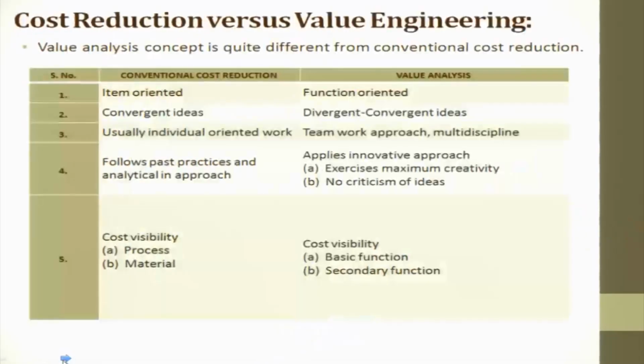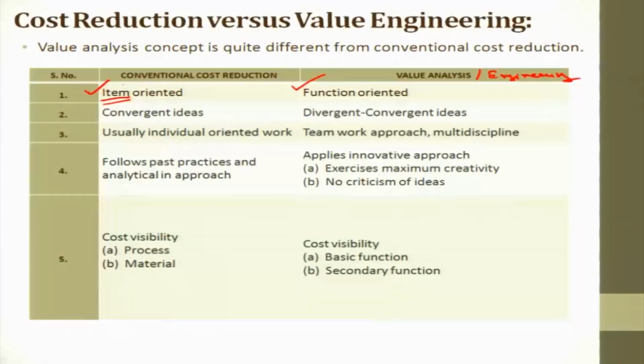So, let me compare value analysis or value engineering with conventional cost reduction. Conventional cost reduction is item oriented, value engineering is function oriented. For instance, if you think of a chair, to reduce the cost of the chair, you would say, okay, I change the material. If the chair has arms, let us not put the arms, that has some additional cost associated with it. So, it is thinking about the item, it is thinking about the chair here.